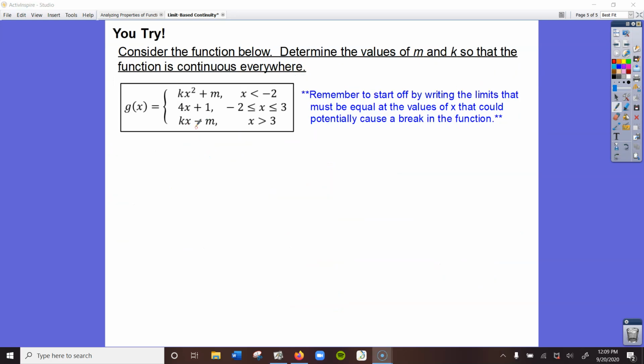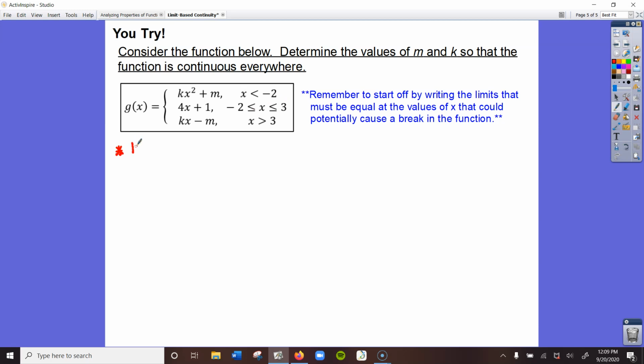Okay, for this example, we have g of x, and when we look at these inequalities, I see that there's a possible break of continuity when x is -2 and when x is 3. So those are the two values we're going to use when we're writing our limits, and we're trying to make this function continuous and to solve for k and m. First, we're going to start with when x is -2.